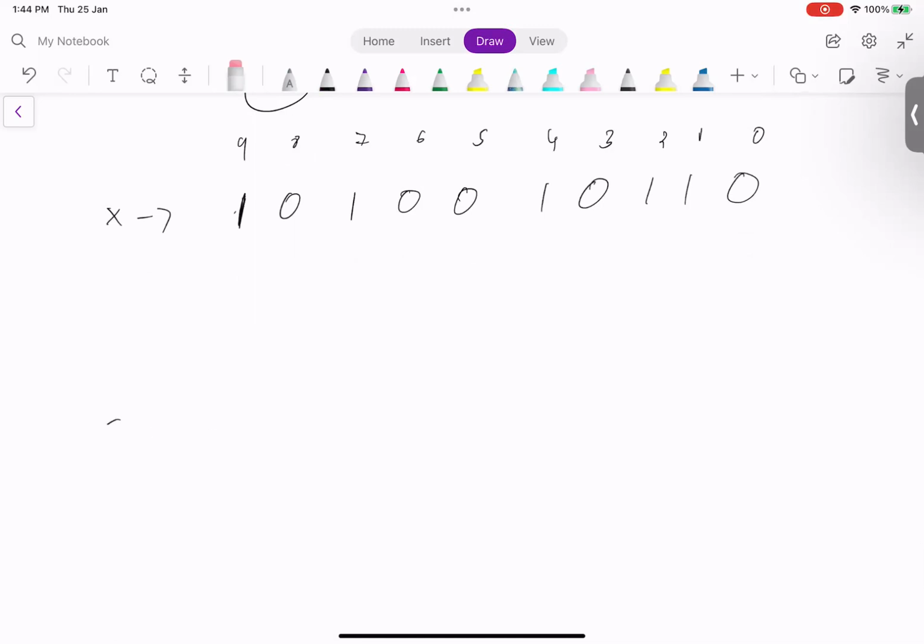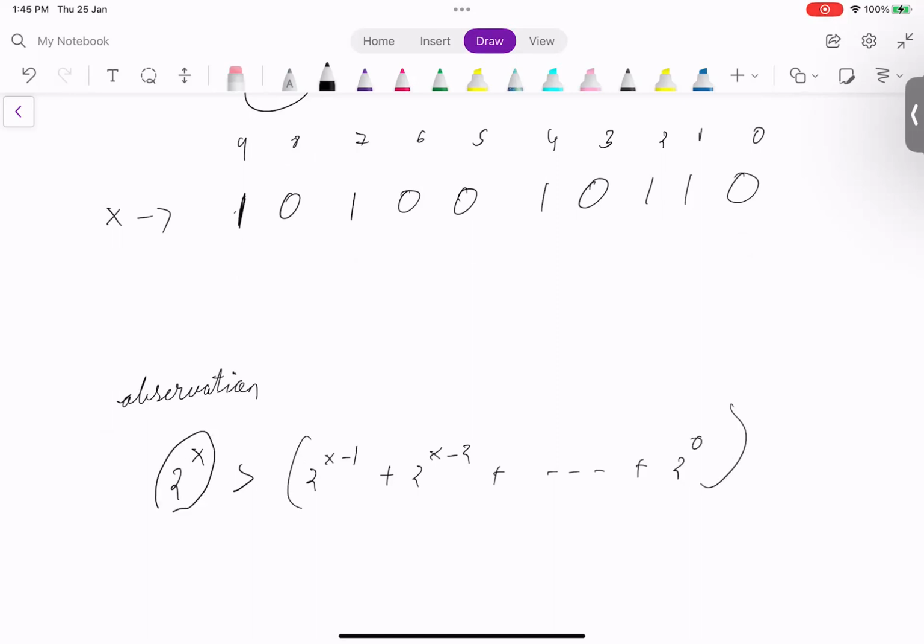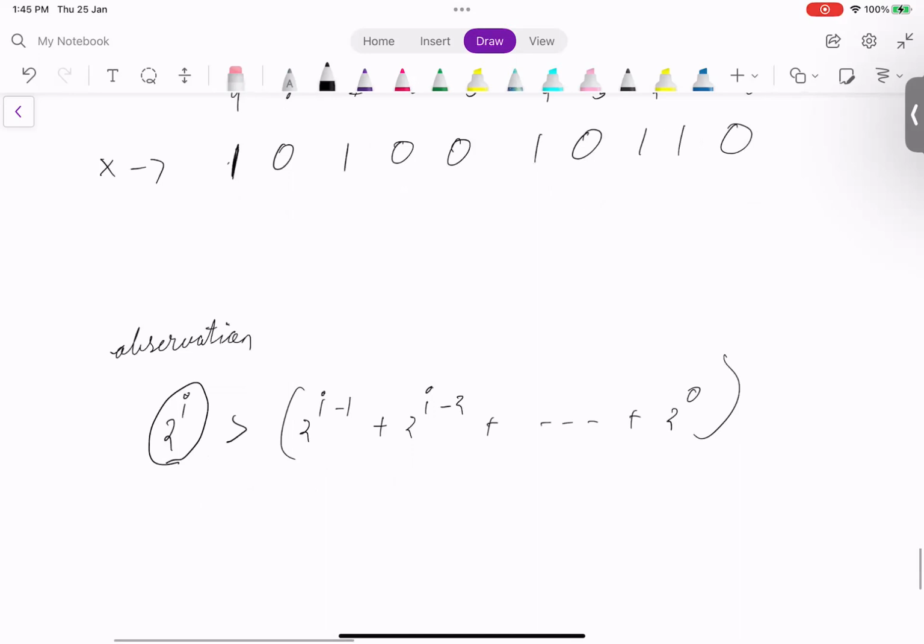So the first observation that we can make is: let's say I pick 2 power i, then we can notice that 2 power i is greater than 2 power i minus 1 plus 2 power i minus 2 plus so on plus 2 power 0. Right? So if we consider a bit i, then even though we add up the contribution of all the bits lesser than i, still the value won't be equal to 2 power i.